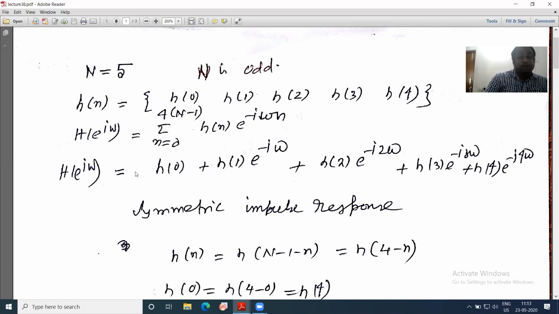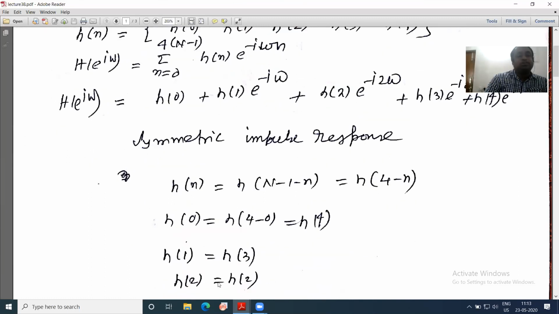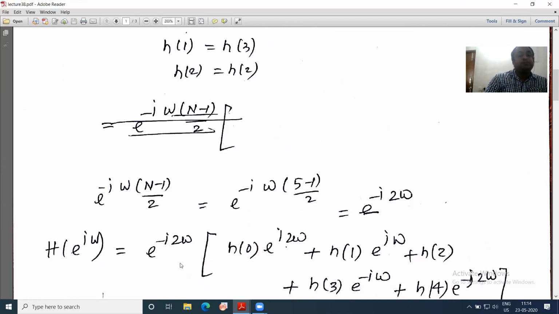Yes. Now I have to make this a linear phase. I will assume h of n minus 1 minus n equal to h of 4 minus n. Agreed? Yes, sir. Now h0 equal to h4, h1 equal to h3, h2 equal to h2. Then if I simplify, e power minus j omega times n minus 1 by 2, which equals e power minus j2 omega. Now I have taken e power minus j2 omega outside.